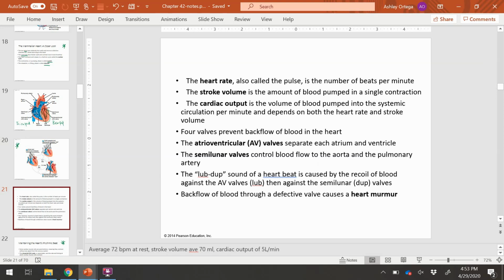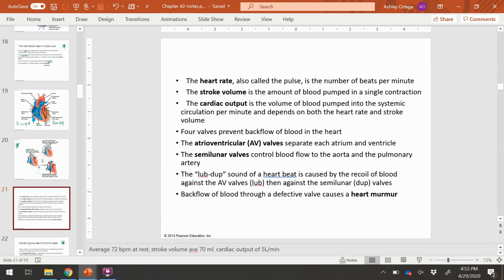And so we have those 4 valves we mentioned that prevent backflow of blood into the heart. They're described here. The atrioventricular valves, or AV valves for short, separate the atrium and the ventricle. The semilunar valves are going to control blood flow into the blood vessels from the ventricles. So blood flow into the aorta and the pulmonary artery from the right and left ventricle. So we discussed the lub-dub sound already, and so that's there.